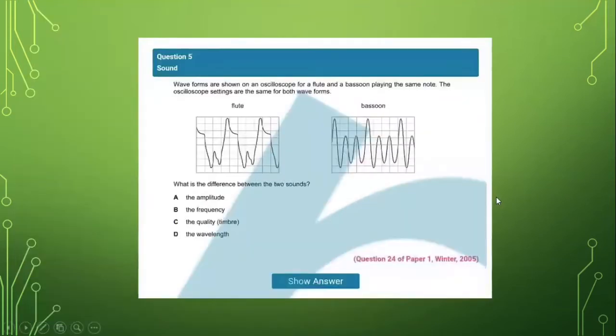Moving forward, we have another MCQ. The waveforms are shown on an oscilloscope for a flute and a bassoon playing the same note. The oscilloscope settings are the same for both waveforms. What is the difference between the two sounds? Now, if you observe the two oscilloscope readings, you have the same amplitude, the same frequency, and the wavelength also remains the same. However, as you can observe, the quality is different, because one has smooth waves, that of the bassoon, and the flute doesn't have smoothness in the waves, and that's why we need to take option C.